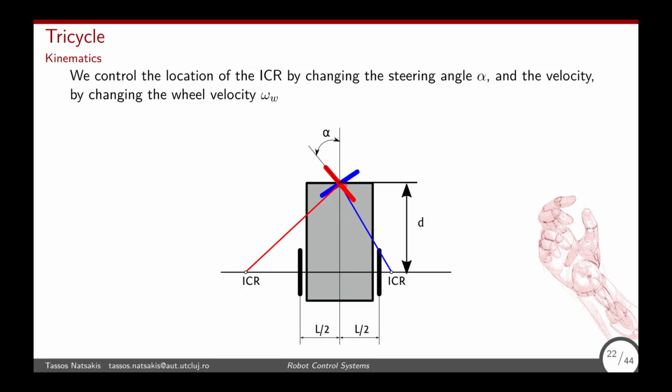So here you can see if I steer to the left, I will have this perpendicular line, which is the axis of rotation of the front wheel, and it will intersect this line, the axis of rotation of the rear wheels, somewhere. The position of the instantaneous center of rotation will be at the intersection of the two, right? If I steer to the right, then it will be on the right side.